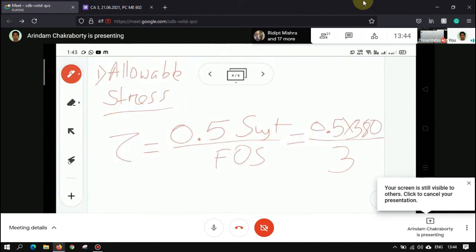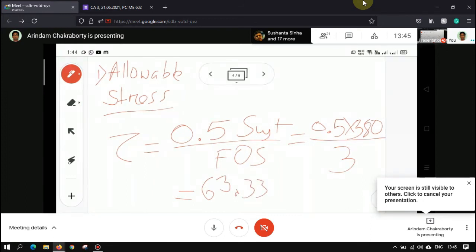0.5 into 380 divided by 3 is equal to 63.33 Newton per millimeter square. This will be my allowable stress. So I will record this at the end.